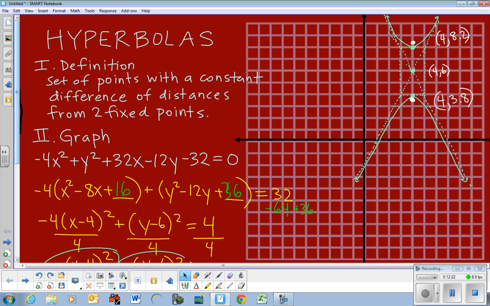So you've got a couple things to think about when graphing. Does it open up or down? Does it open left or right? And where are those focal points? All right, so that should wrap up our discussion of hyperbolas. Use what you know about ellipses. Extend it to hyperbolas with a couple minor adjustments, and these should be no problem for you.